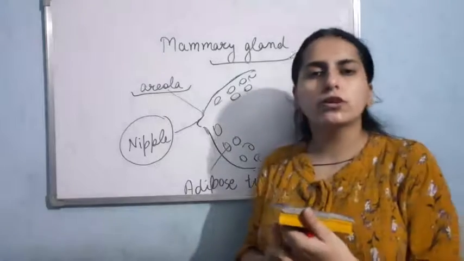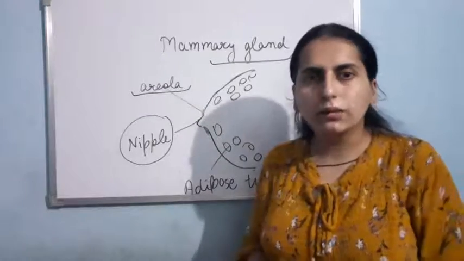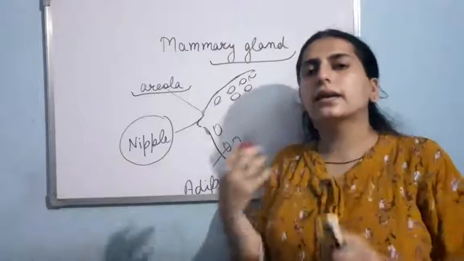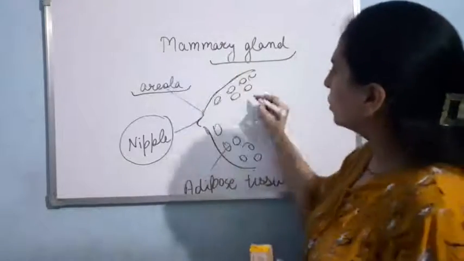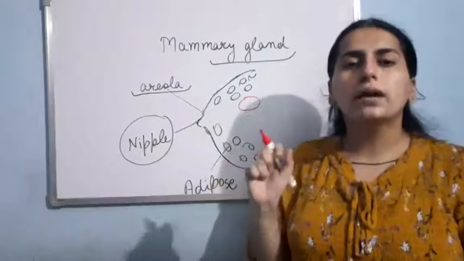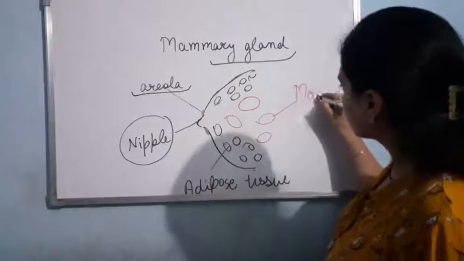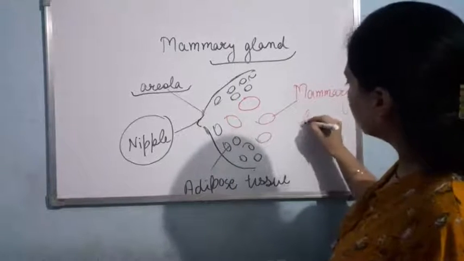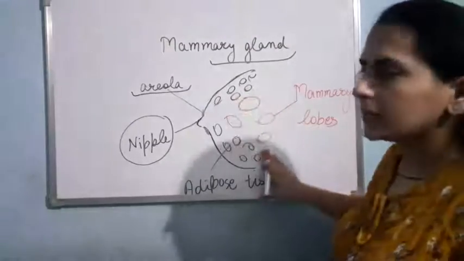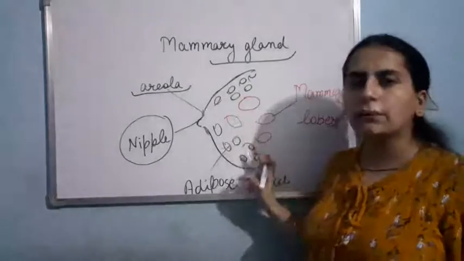Second, you know the function of the mammary gland. The mammary gland is responsible for the formation of milk, right? So inside, obviously, there must be certain structures related to the formation of milk. In the mammary gland, 15 to 20 lobes are present, mammary lobes. Firstly, there is adipose tissue, and then in between the adipose tissue there are 15 to 20 mammary lobes.